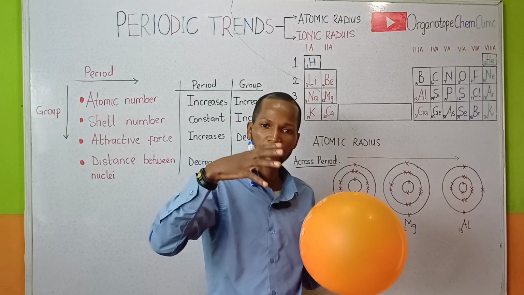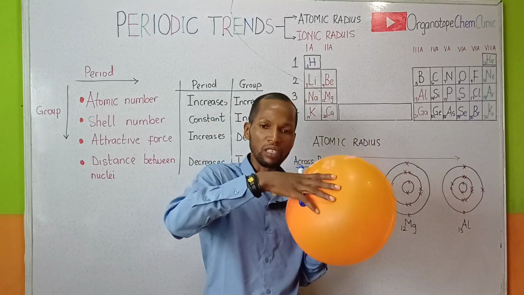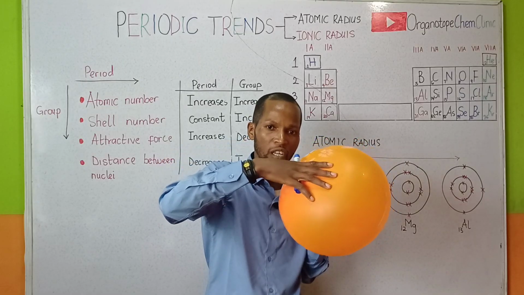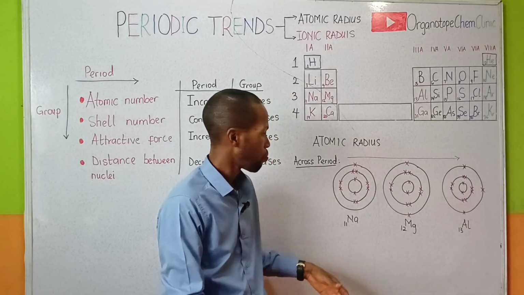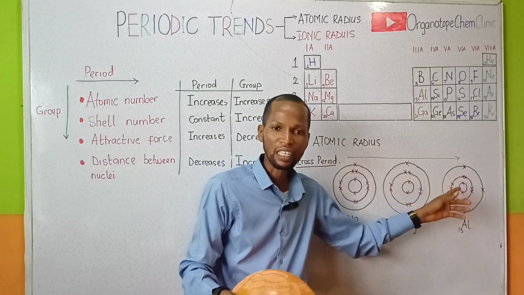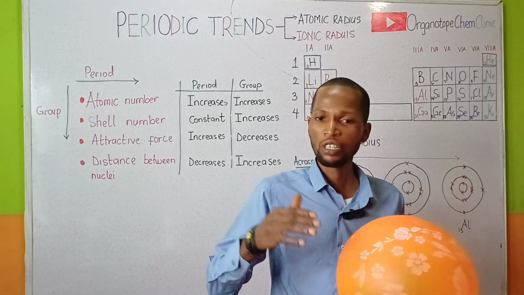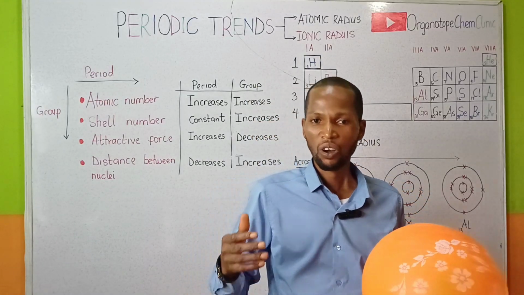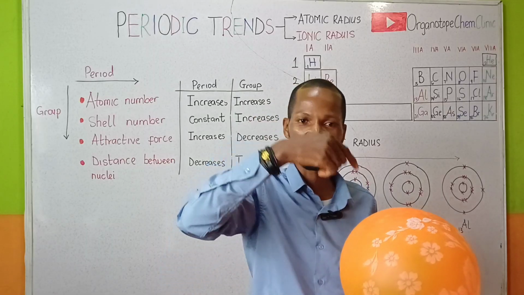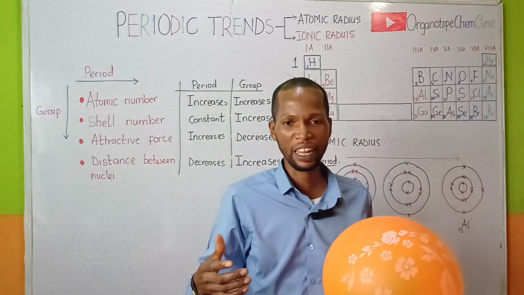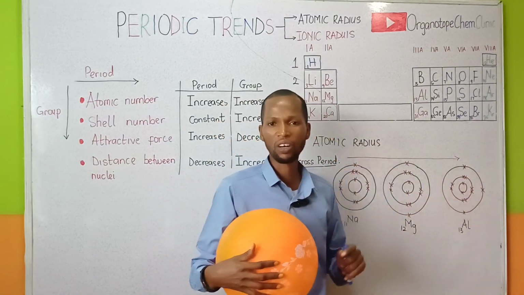As more electrons are being added to the same shell, the outermost electrons tend to cause the electron cloud to shrink towards the nucleus, thereby increasing the force of attraction between the nucleus and the outermost electron. Therefore, a shrink in the electron cloud towards the nuclei causes the atomic radius to decrease. That is, the distance between the nuclei and the outermost electron decreases as we move from left to right across the period.